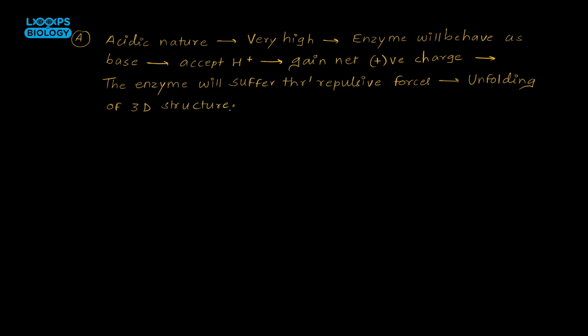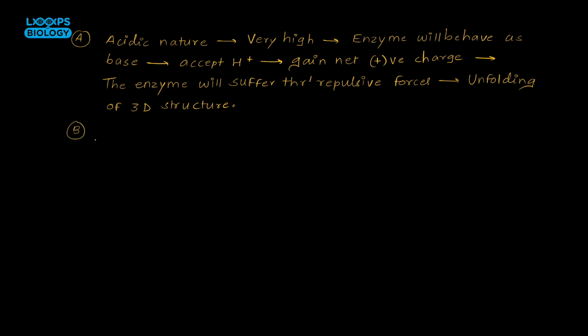Got it, guys? What is going to happen at point A? Due to the excessive acidic nature, the enzyme is going to act as a base. It will accept H plus, a net positive charge will develop, and these positive interactions will show repulsive forces, due to which the enzyme will unfold in its three-dimensional structure.